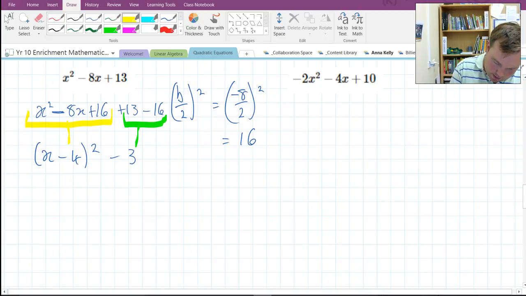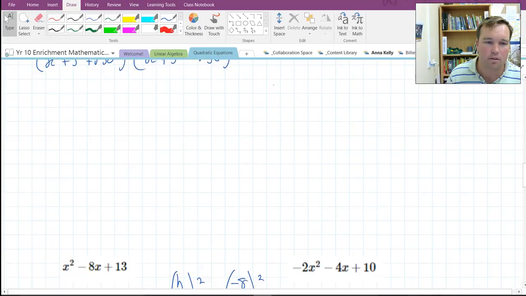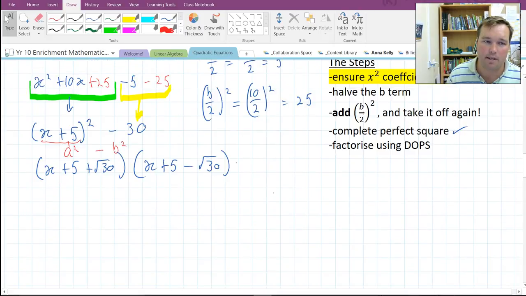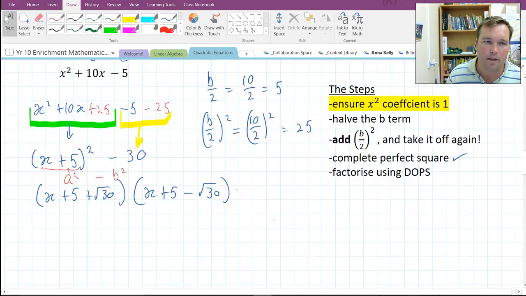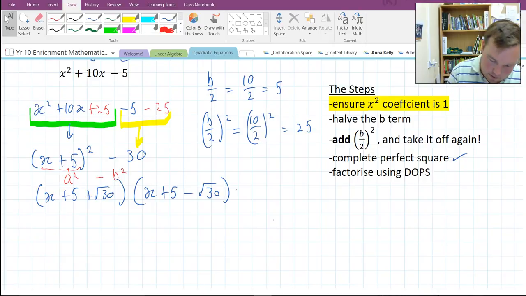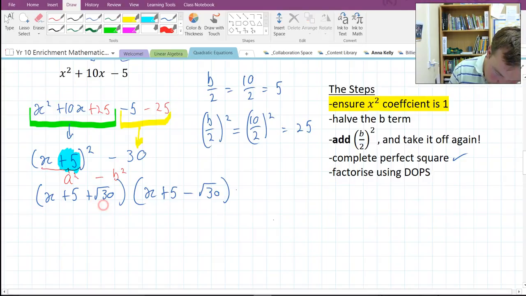Note that this term here is always going to be b on 2. And if we see above, if I can go up, let me go up, the b term, that there is b on 2.